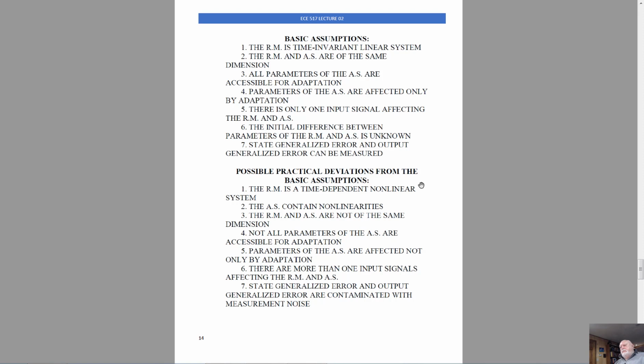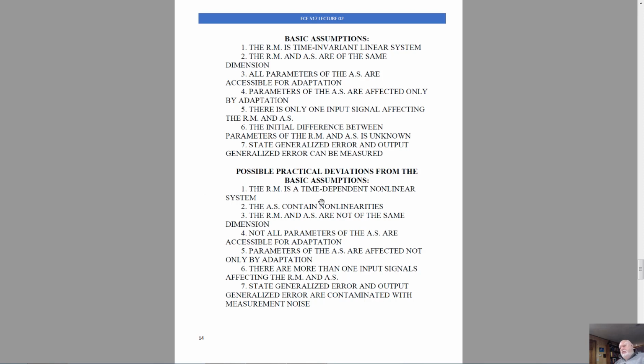Now, there are possible practical deviations from the basic assumptions. You see, these basic assumptions enable a mathematician to provide a rigorous proof that this model reference system will work. However, there are many cases when a system is working successfully, but mathematics fails to justify its flawless operation. So it happens when we deviate from these basic assumptions. Basic assumptions are needed by a mathematician. The possible practical deviations are something that engineers would surely appreciate.